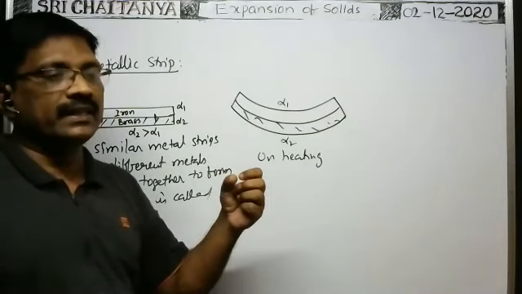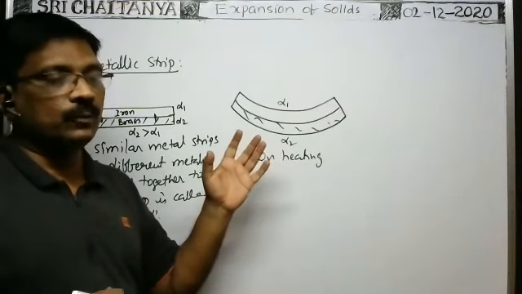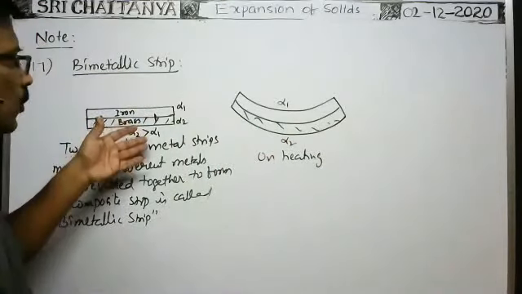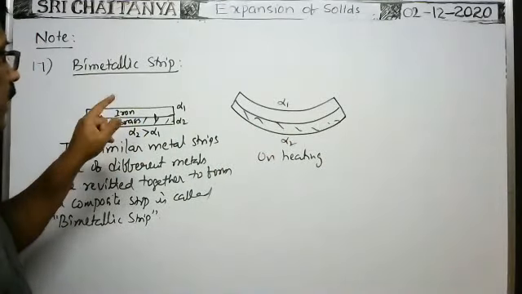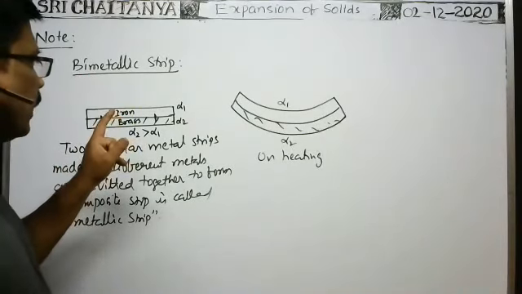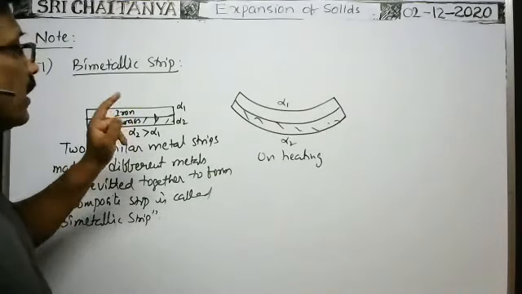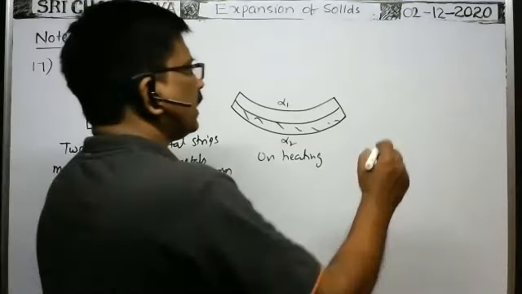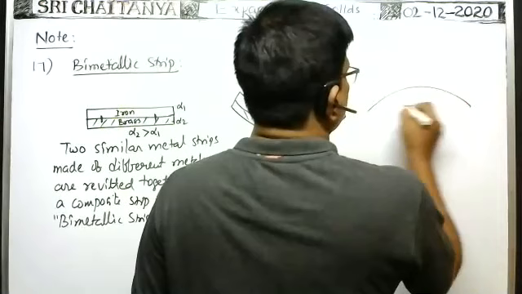The metal which is heated expands more. The metal which expands more upon heating contracts more upon cooling. That's why whenever it is cooled, the brass contracts more than the iron. When brass contracts more than the iron, the length of the iron must be more. In such a way, the bimetal strip will be bent. That's why the bimetal strip bends like this.